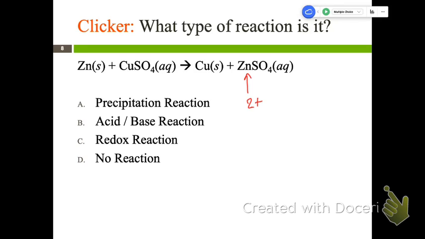Okay? And the copper on the right side is 0. Copper on the left side is 2+. Zinc on the left side is 0. So what we know here is that the zinc went from the same number of electrons and protons to having 2 more protons and electrons. So that zinc gave up 2 of its electrons to copper. So that's a transfer of electrons. That's what we mean by redox. So I agree. This is a very typical redox reaction.